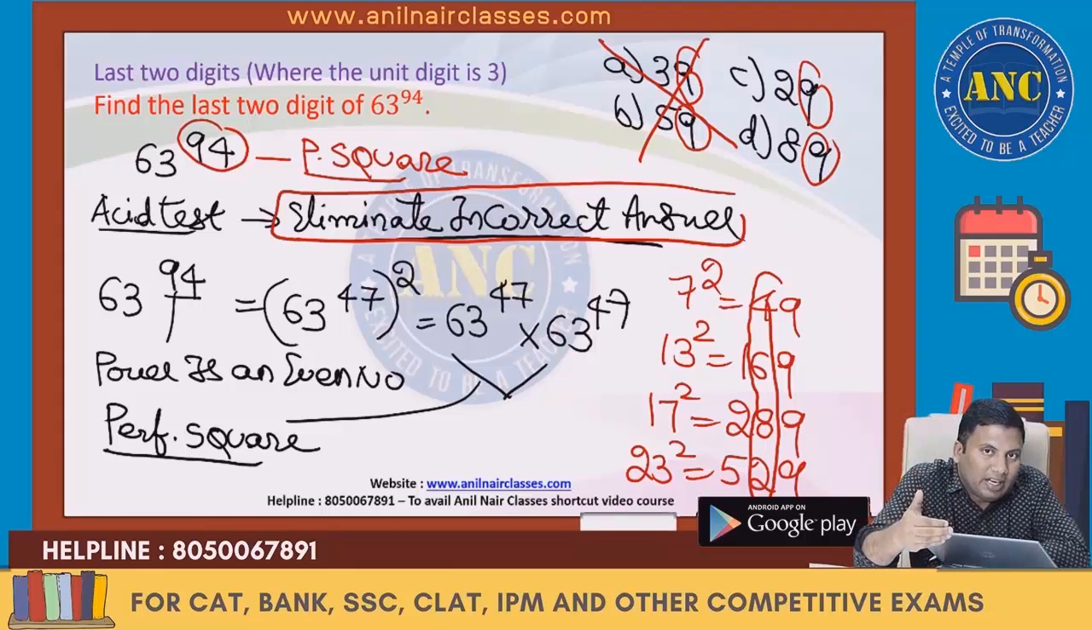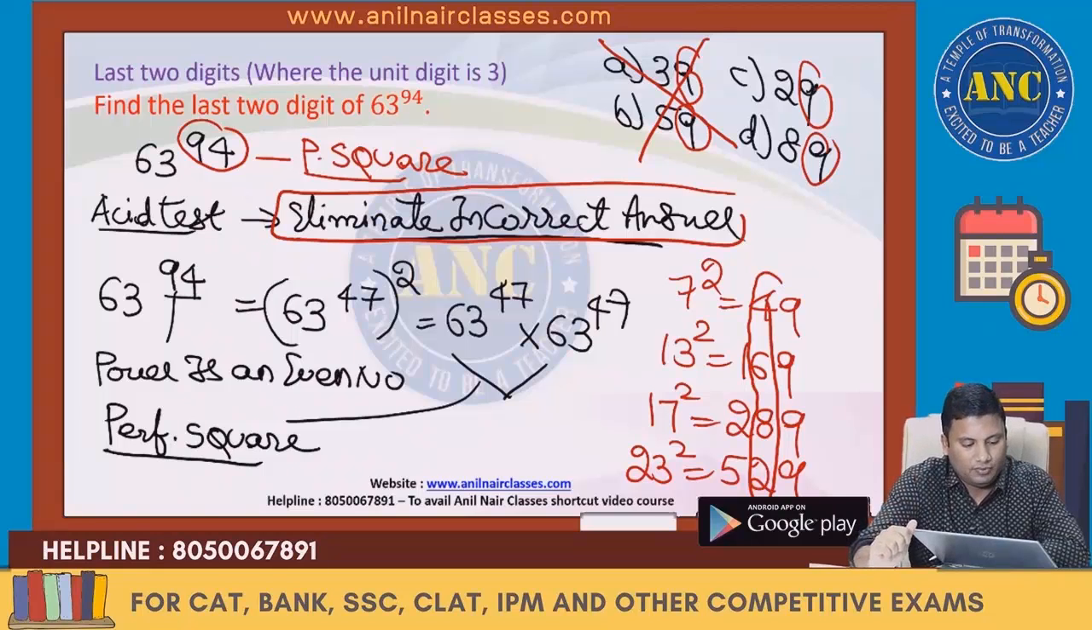Again I am repeating, this acid test will not give you the right answer, but will tell you which answers are incorrect. Again, 63 power 94. 94 is an even number. If the power is an even number, then the number is a perfect square. If the options are 39, 59, 29, 89, then 39 and 59 are eliminated.